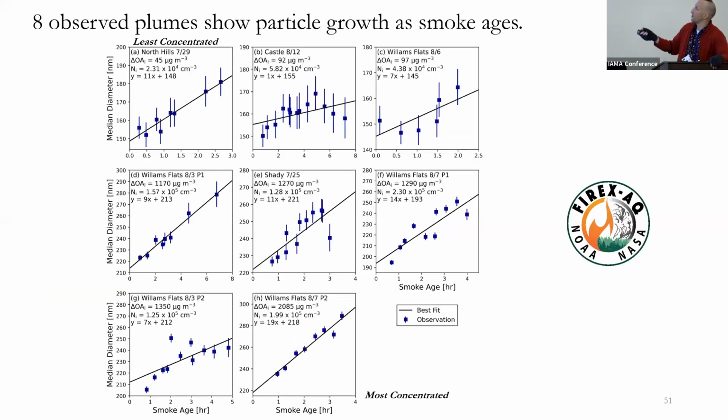So this is now all 8 of those cases. This is the plot I just showed, and then 7 more. This is a range from the plume with the lowest concentration at the first transect, so one where we'd expect dilution to have already happened quite a bit, to increasing concentration. We went from 45 micrograms per meter cubed up to 2,000 micrograms per meter cubed here.